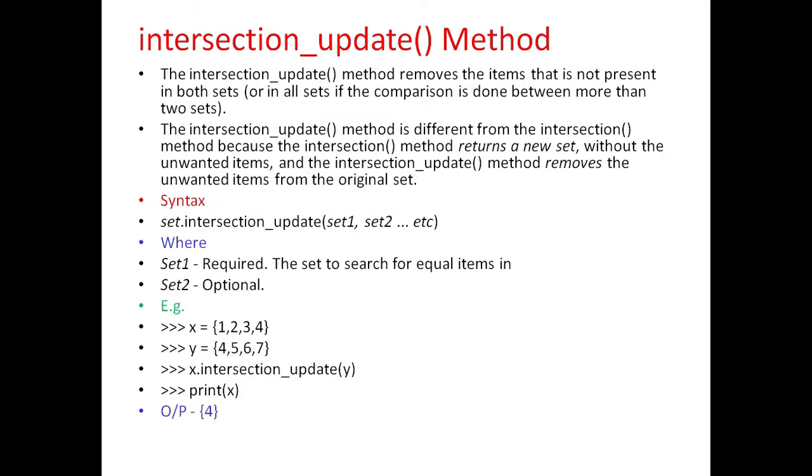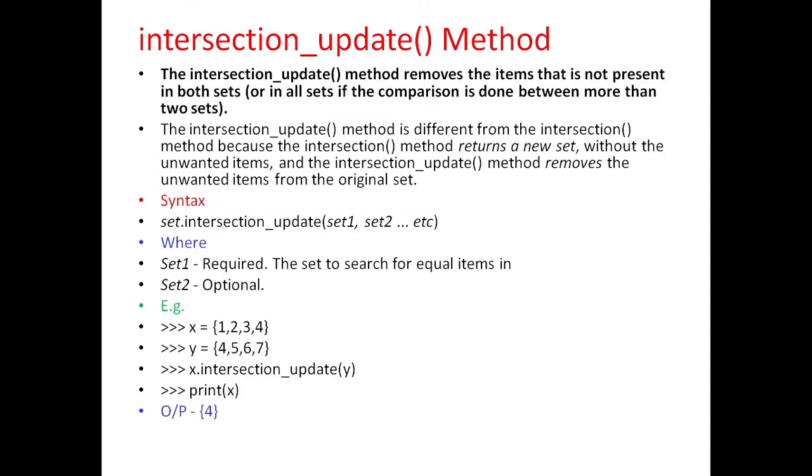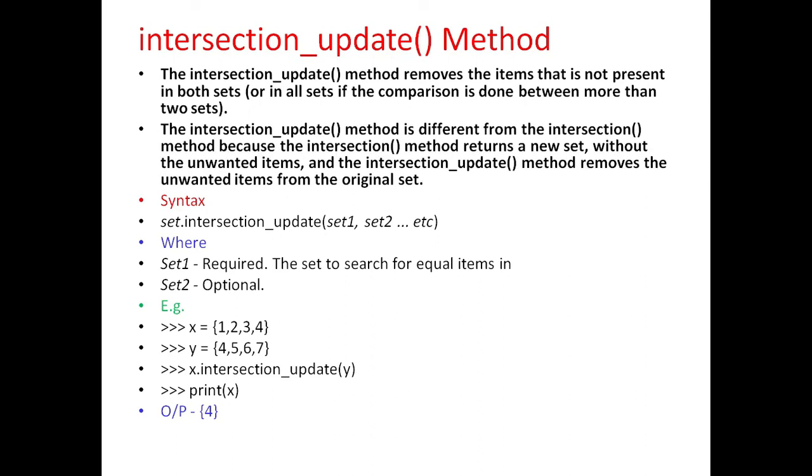Next is the intersection update method. The intersection update method removes the items that are not present in both sets, or in all sets if the comparison is done between more than two sets. The intersection update method is different from the intersection method because the intersection method returns a new set without the unwanted items, and the intersection update method removes the unwanted items from the original set. The general syntax is set.intersection_update(set1, set2, etc.), where set1 is a required parameter and set2 is an optional parameter.